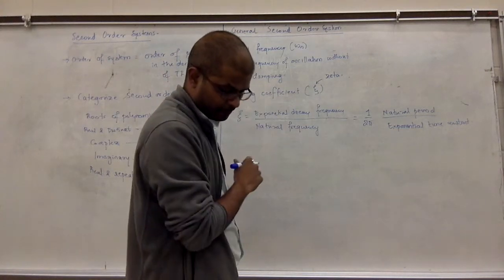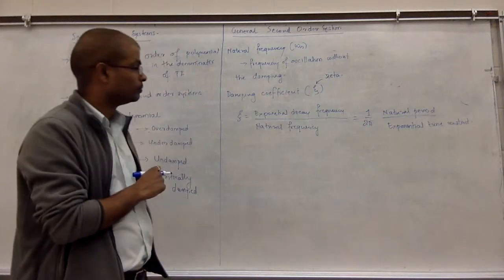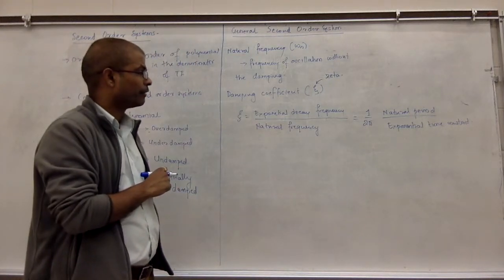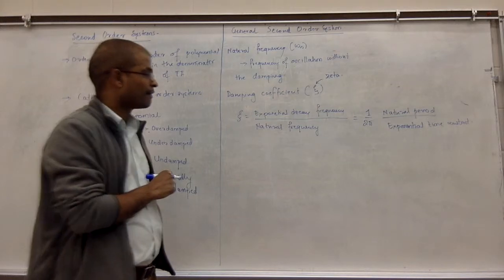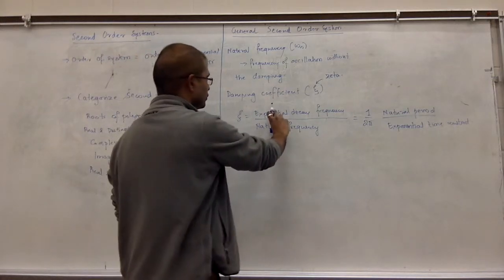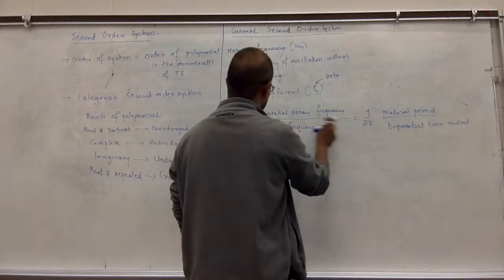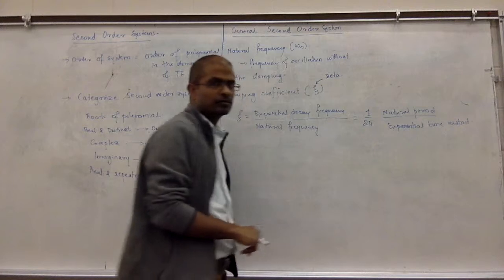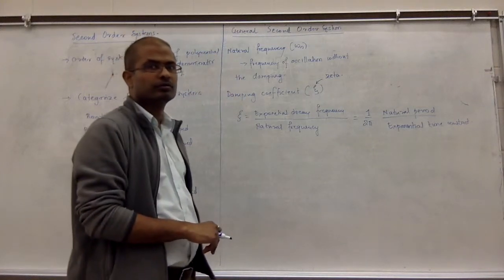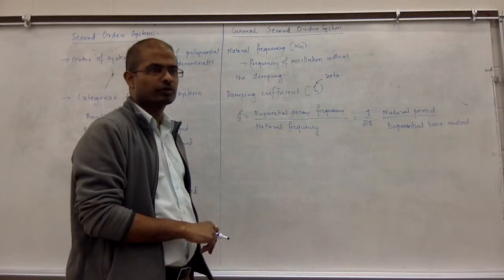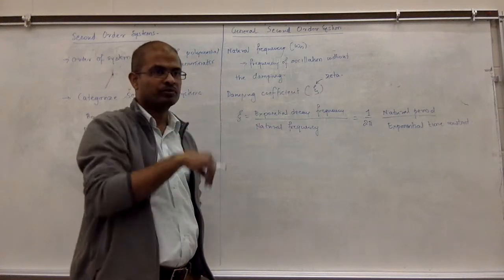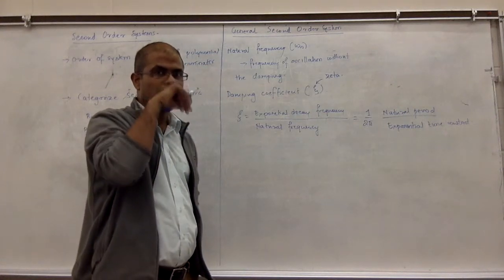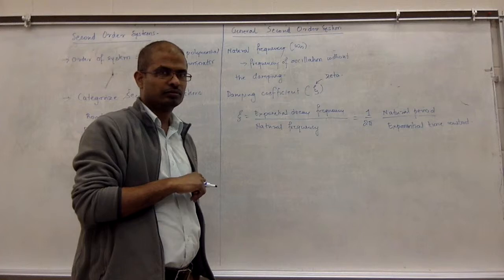Are we multiplying by the natural period, or is it a multiplying constant? So zeta is equal to this, or it's equal to this? Yes, of course, 1 over 2 pi times the natural period.